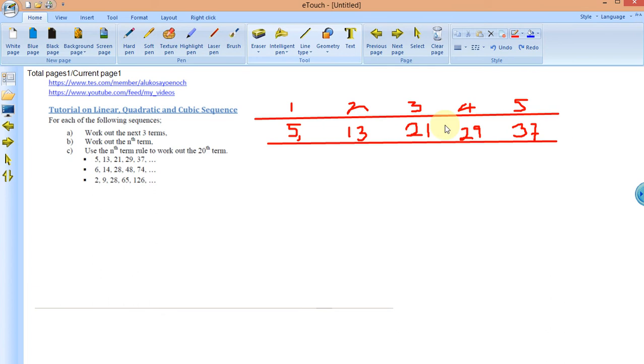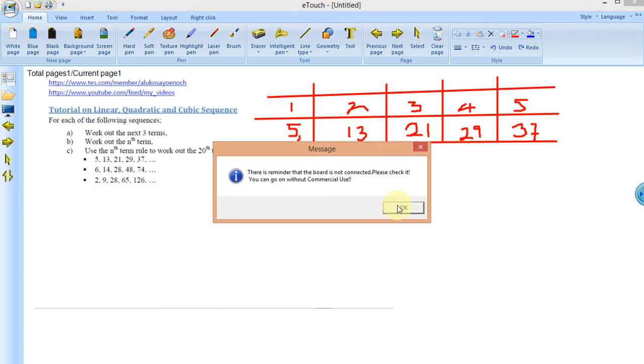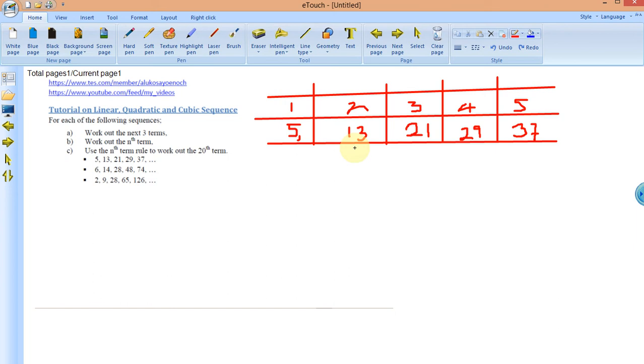Even though I'm not going to use table method to complete this because I don't want to waste much time with linear sequence. Linear sequence is quite simple. What I did is I have my sequence in a table, then I label. So the first term is actually 5, 13, 21. Now what I'm going to do is take the difference. So T2 minus T1, T3 minus T2, T4 minus T3, and T5 minus T4, and that gives plus 8.